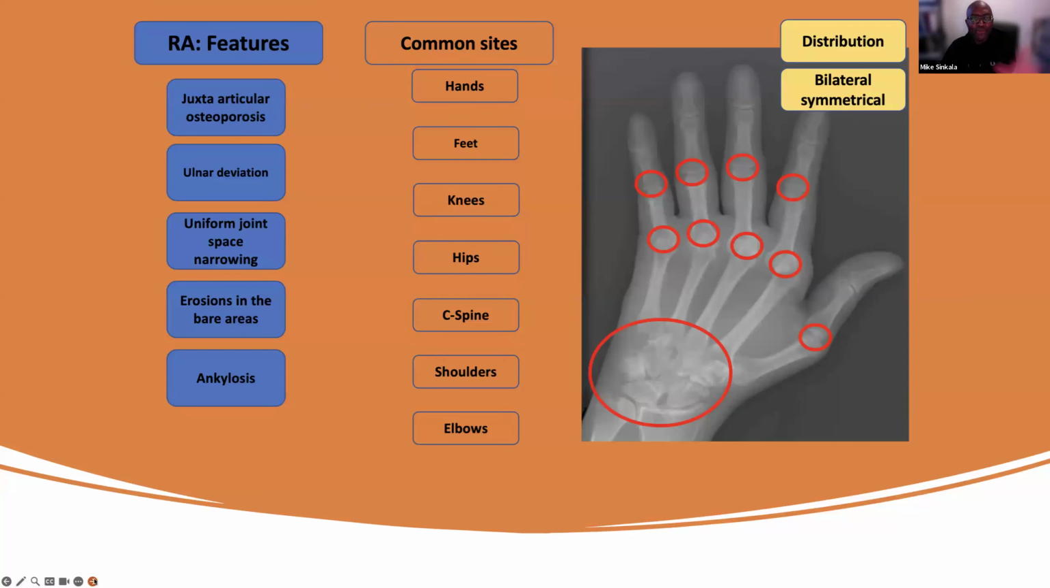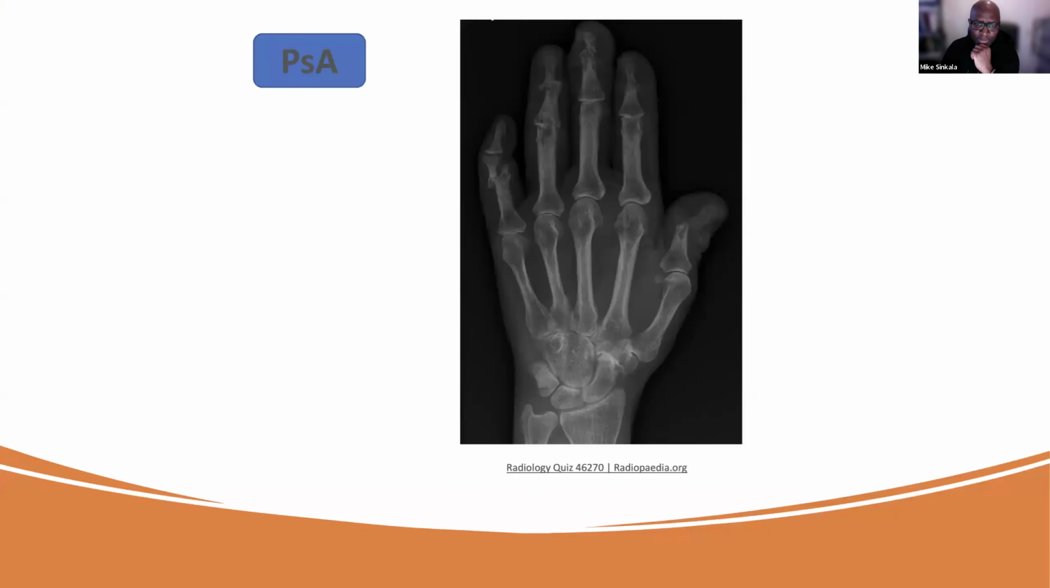And these are the sites that you may find in rheumatoid arthritis, quite common in the cervical spine, in the shoulders, elbows, hips, knees, feet, hands. Sometimes clinicians might ask for different types of X-rays, not really a skeletal survey, to rule out rheumatoid arthritis. Then they will list these anatomical sites, because these are the common ones where you can find rheumatoid arthritis.